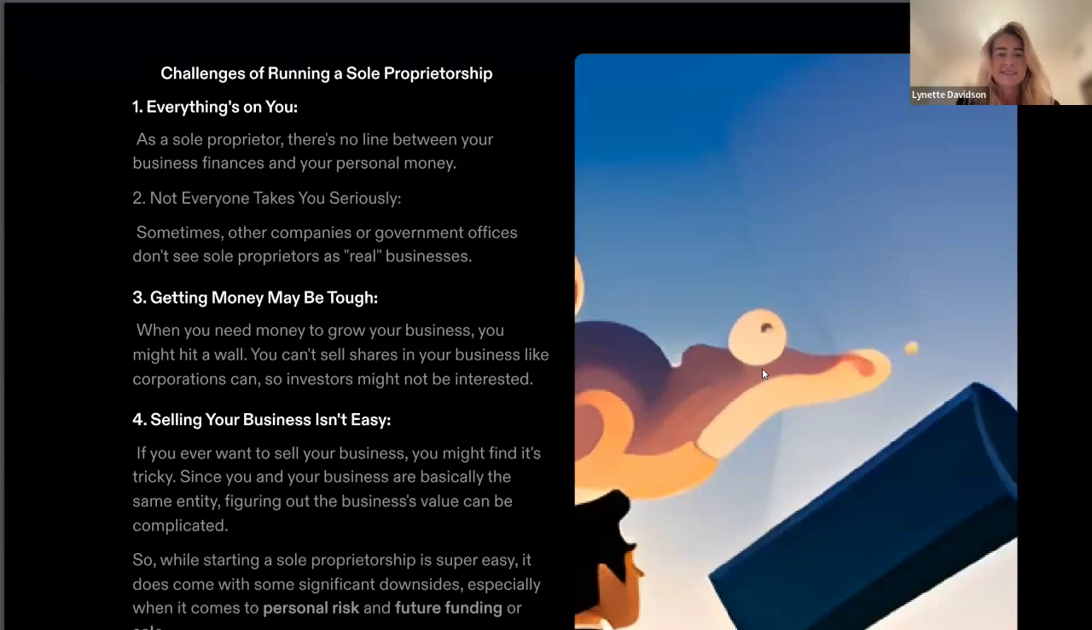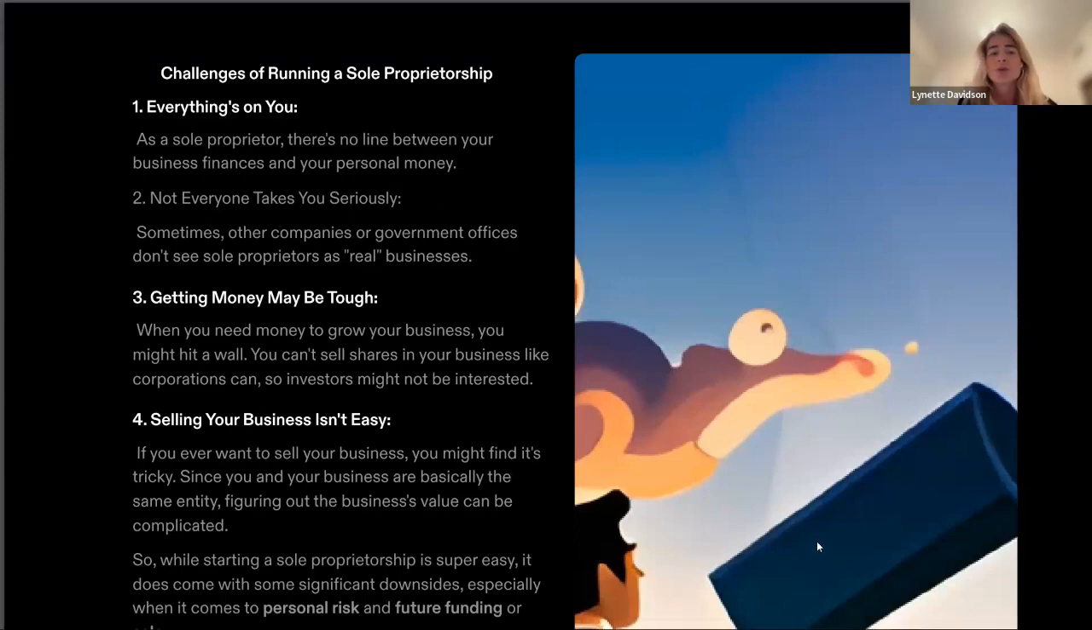The fourth one is that selling your business might not be easy. If you ever want to sell your business because, for example, you reach the age of retirement, you may find it tricky because you and your business are basically seen as the same entity. And figuring out the business value can be complicated for that reason because there is no separate layer in between.